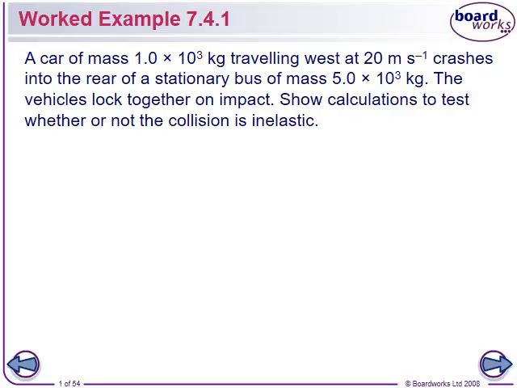So, let's work out our momentum. Our initial momentum is going to be the momentum of the car plus the momentum of the bus. The momentum of the car, how do we work it out? Mass times velocity. 1,000, our velocity is 20. What's the momentum of the bus? 0. The bus isn't moving. So our initial momentum is 20,000 kilogram meters per second. That's our initial momentum.